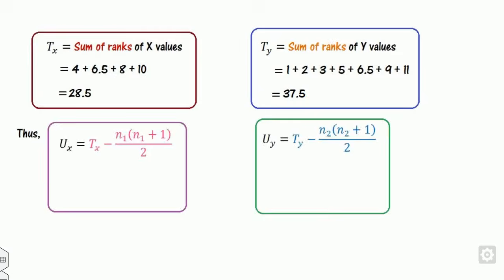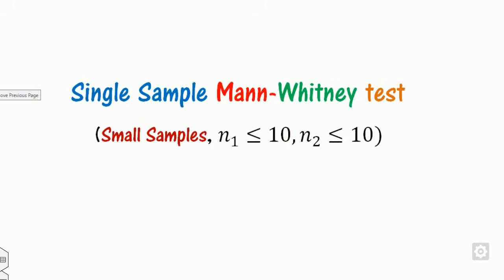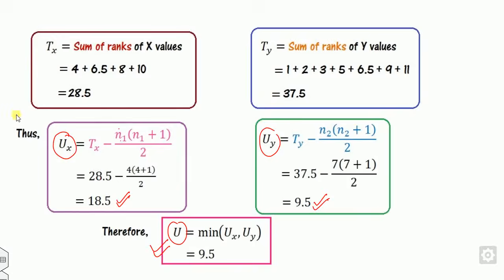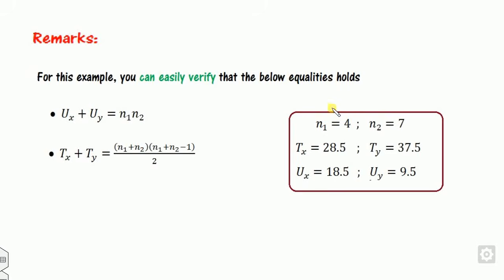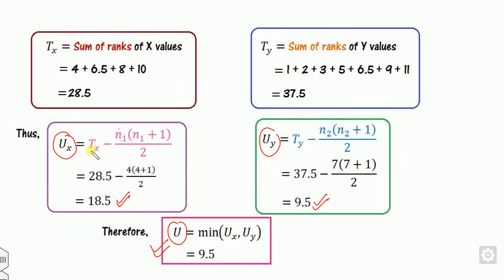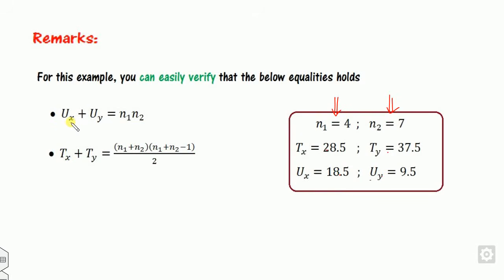So based on this U statistic, we will define also you can easily verify that, look at that, in this example we find n1 as this, n2 this, Tx, Ty, Ux and Uy. Look at that, 18.5, 9.5, and you can easily verify that both equations are satisfied. Look at the first point, Ux is 18.5 plus 9.5, n1 is 4, this is 7. So this is 28, it is satisfied. Similarly you can verify for here.